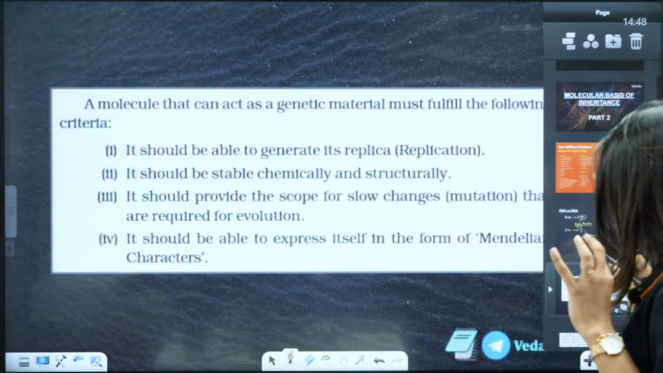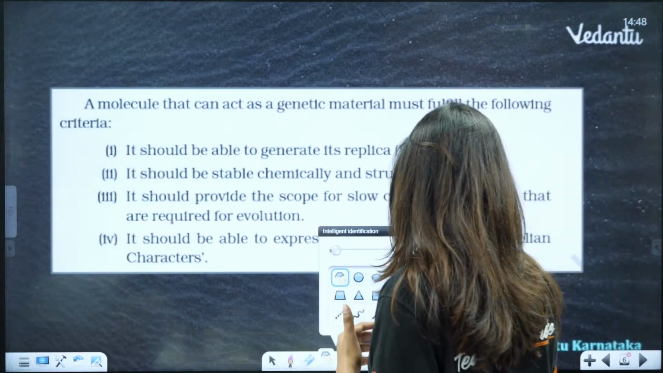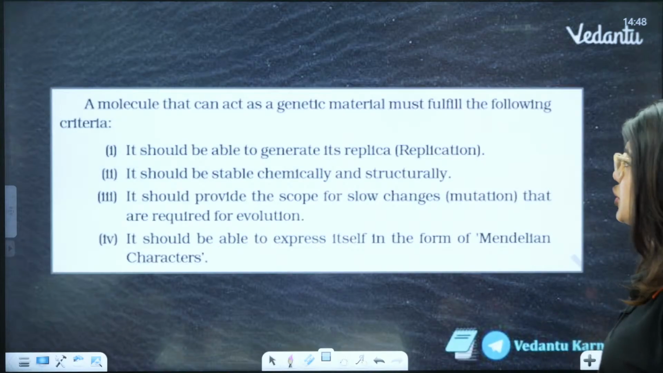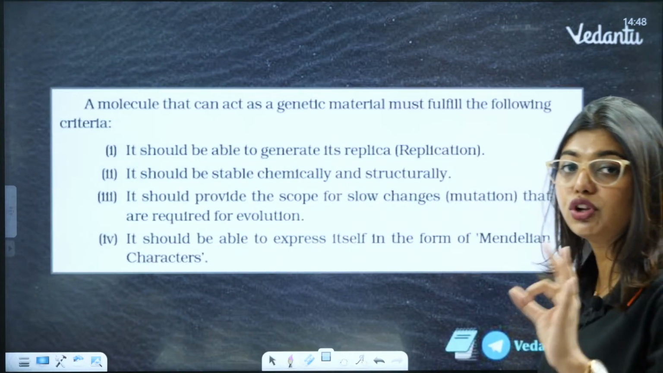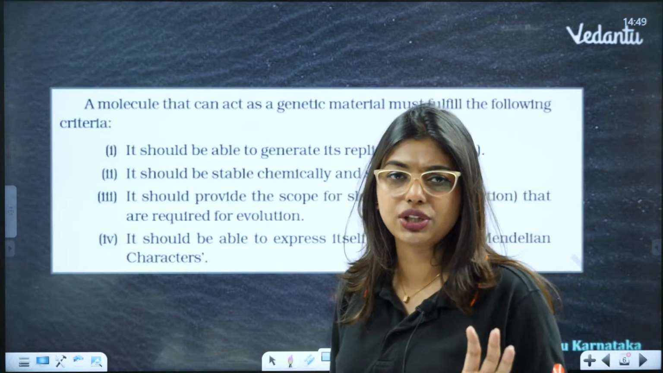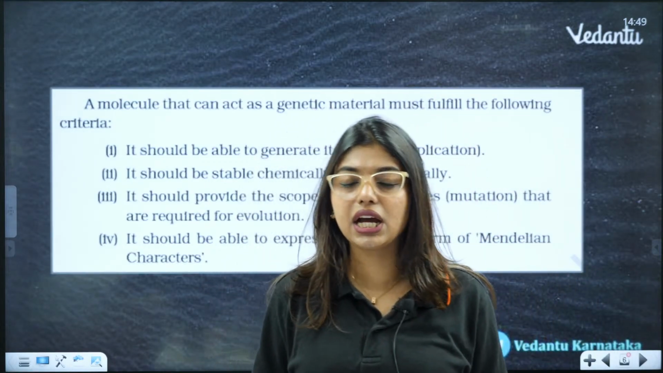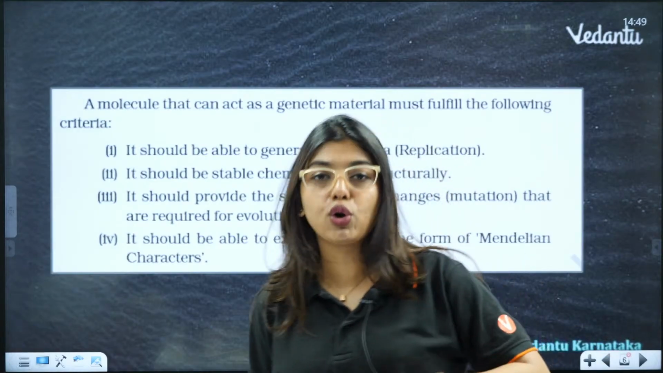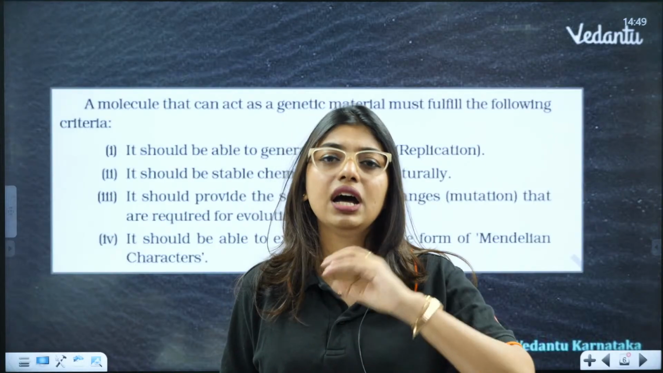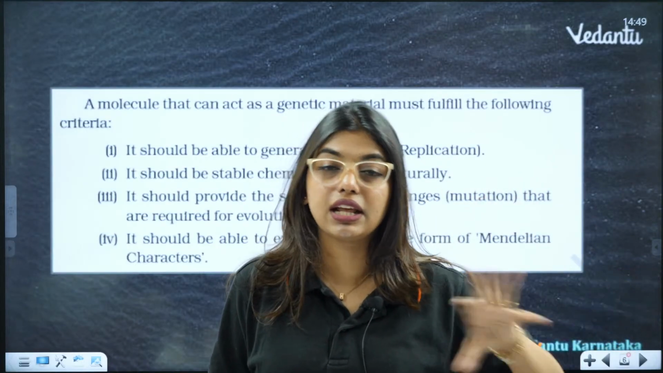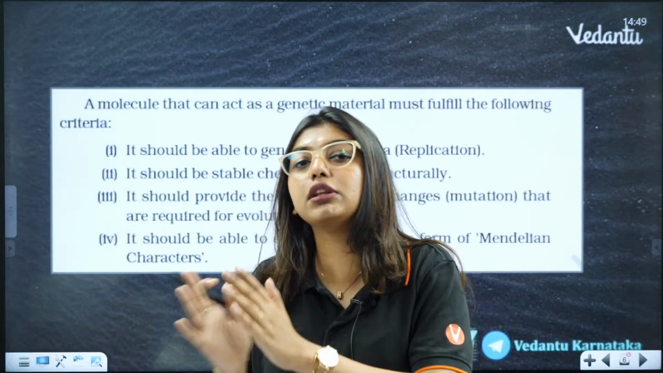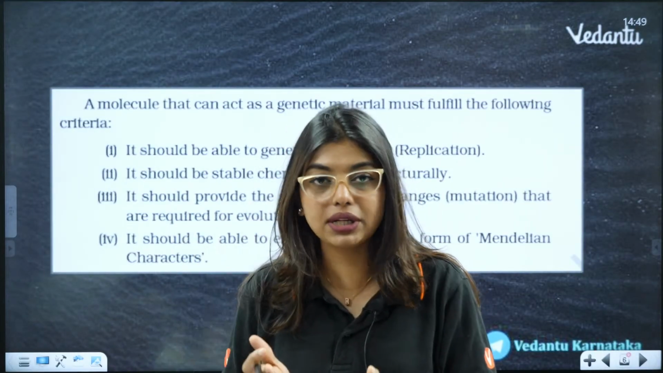Now NCERT has quoted a few points, so let's check that as well. A molecule that can act as a genetic material should first fulfill the following criteria. Very simple. If you want to stand for election, you have certain criteria to go through. If you want to vote, you should be 18 years old and a citizen of India. All those criteria are there. Why? So that when the criteria are followed, only one set of people will be able to vote. Otherwise everyone would be trying to vote.